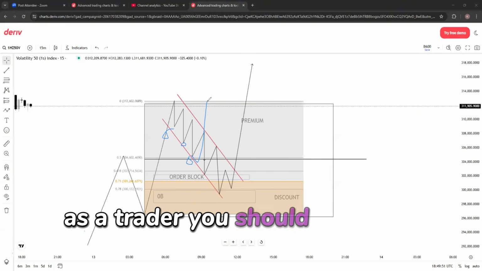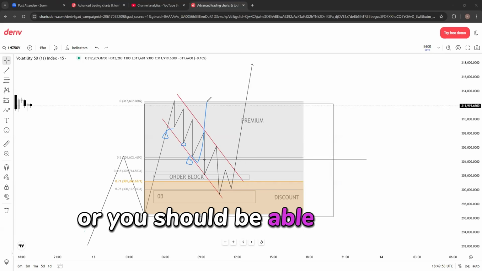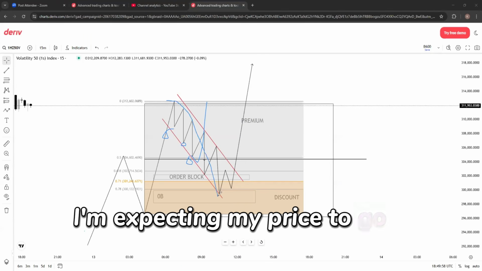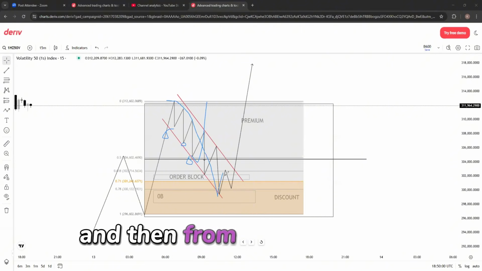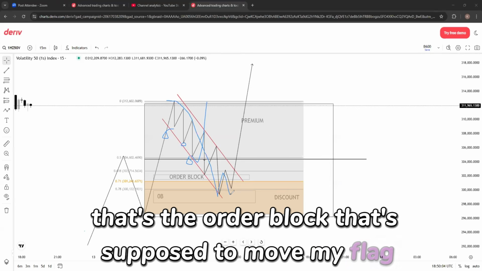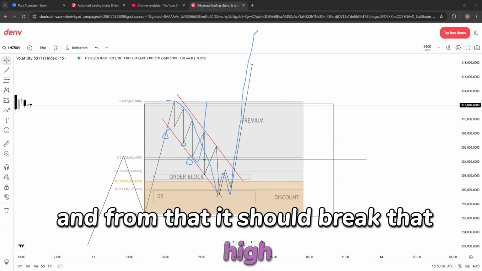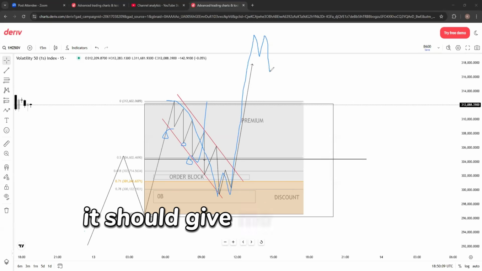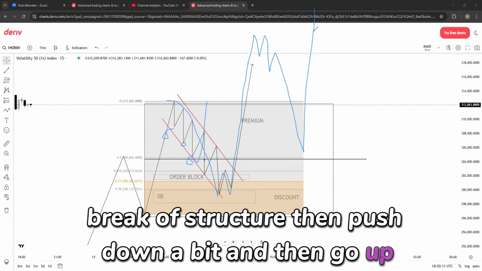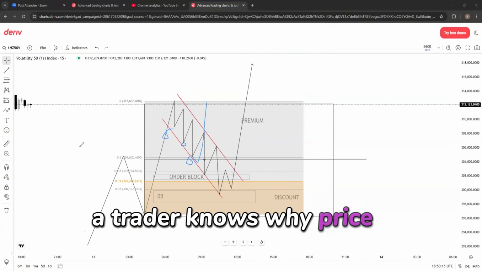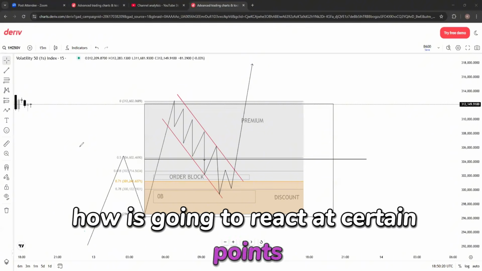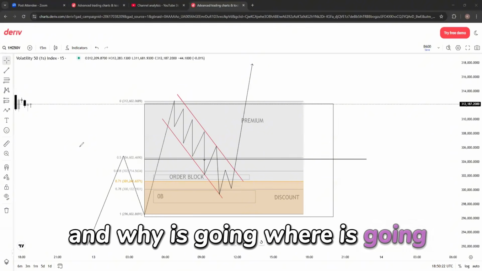As a trader, you should be able to map out that from this high, I'm expecting my price to go to this order block. And from this order block, that's the order block that's supposed to move my flag. And from that, it should break that high. When it gets there, it should give me a change of character, a break of structure, then push down a bit and then go up. A trader knows where price is coming from, how it's going to react at certain points, and why it's going where it's going.